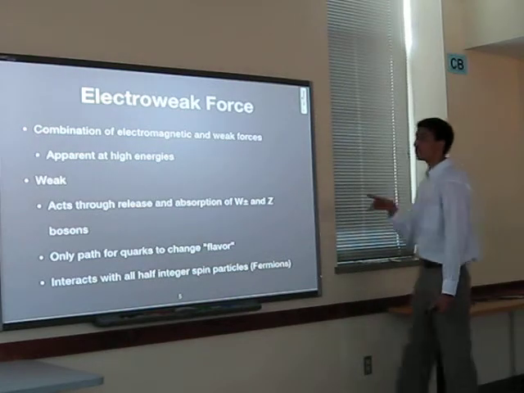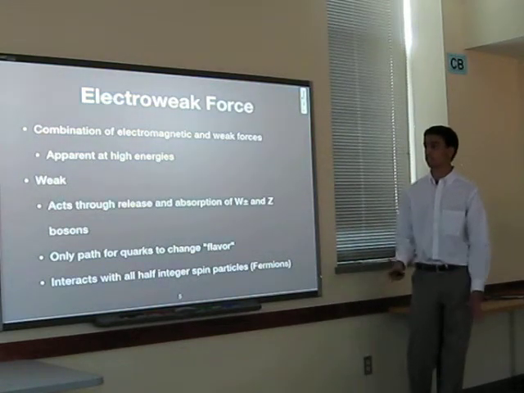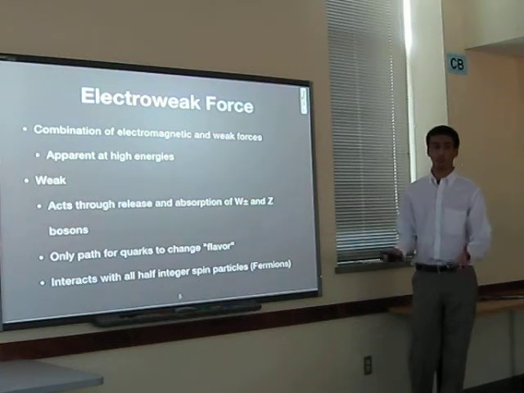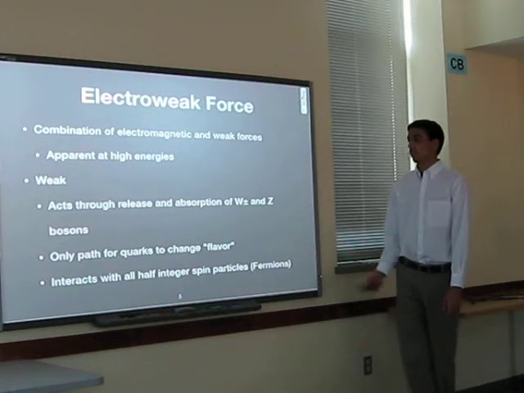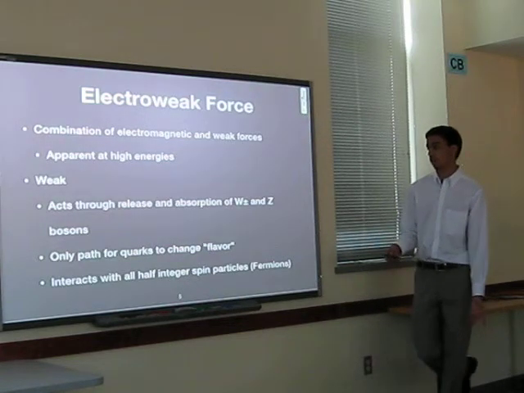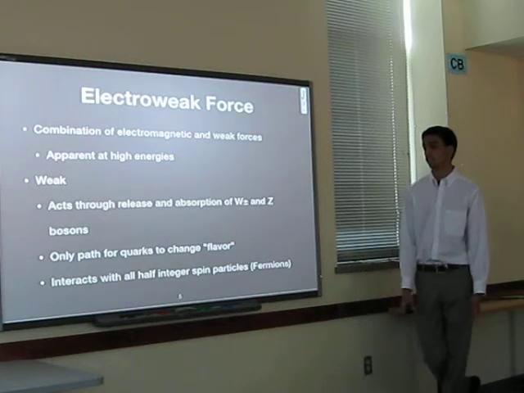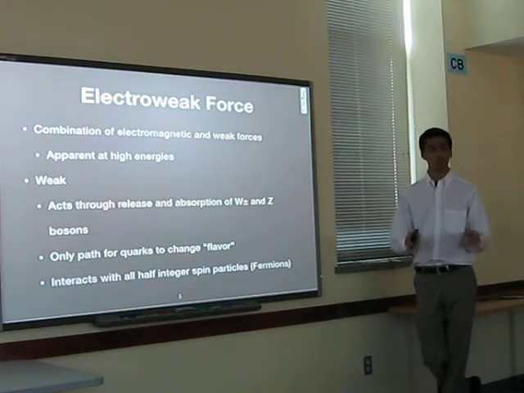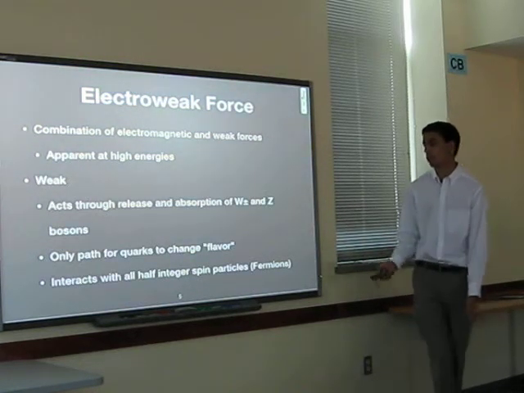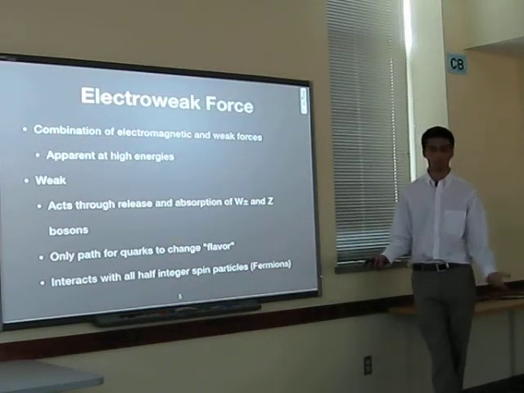So there's the electroweak force. It's a combination of electromagnetic and weak forces that are really combined at higher energies. The weak force acts through the release and absorption of W plus and minus and Z bosons. It's the only way for quarks to change what we call flavor, and I'll get into that more later. It interacts with all half-integer spin particles, which are fermions.